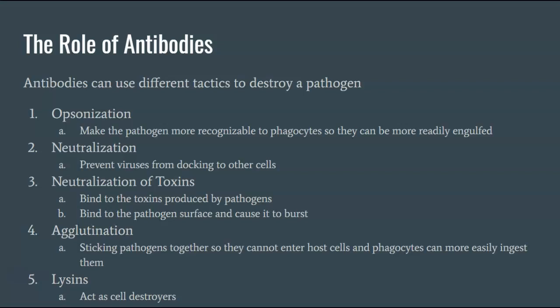The neutralization of toxins, right? They bind to the toxins produced by pathogens and then bind to the pathogen surface and cause it to burst, which is interesting. And then agglutination, which is sticking pathogens together so they can't enter host cells, and then phagocytes can more easily ingest them. And then lysis, which basically just acts as a cell destroyer.